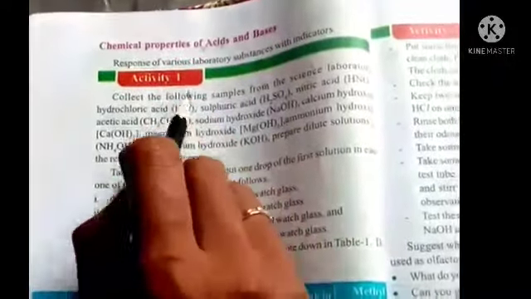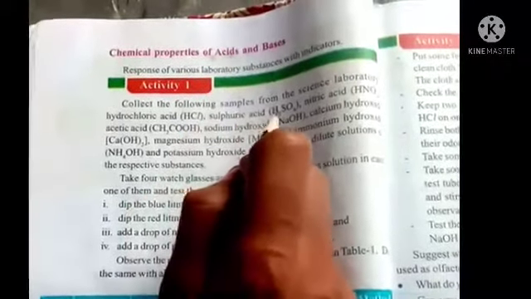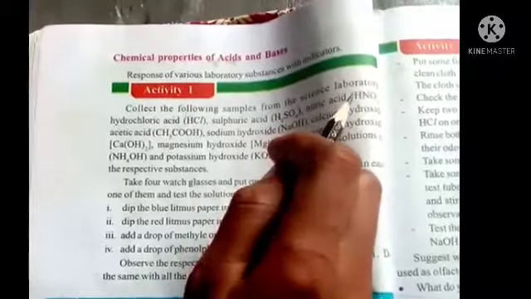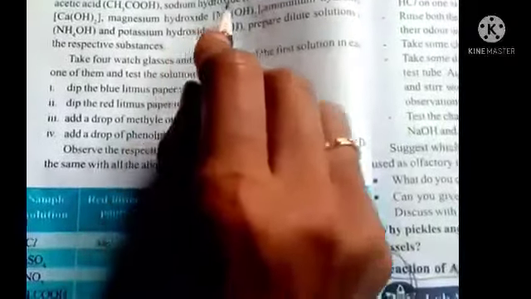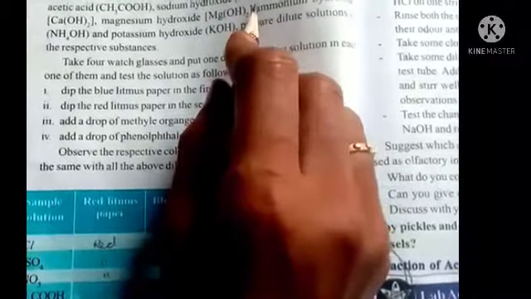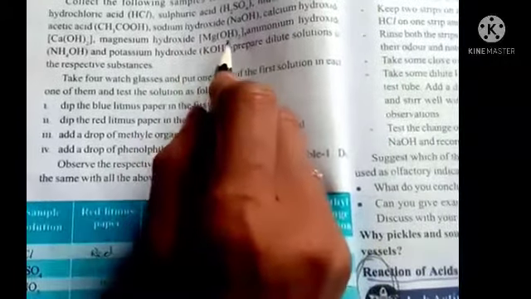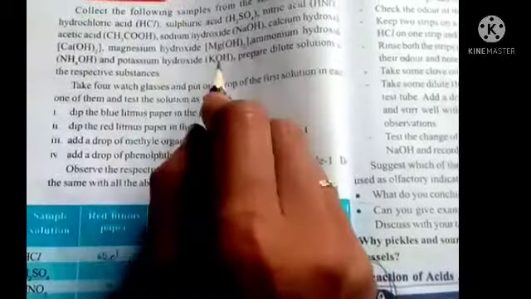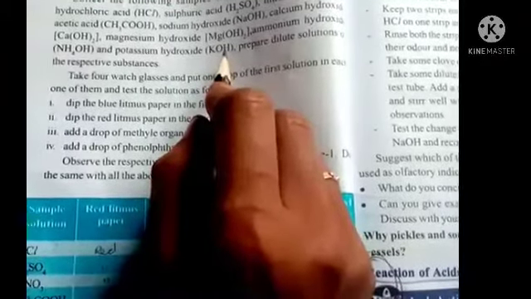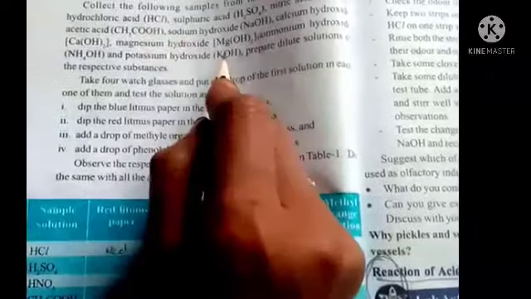Here we are taking the acids: hydrochloric acid, sulfuric acid, nitric acid and acetic acid. The bases are sodium hydroxide, calcium hydroxide, magnesium hydroxide, ammonium hydroxide and potassium hydroxide. Listen carefully to how to find out the acid and base.